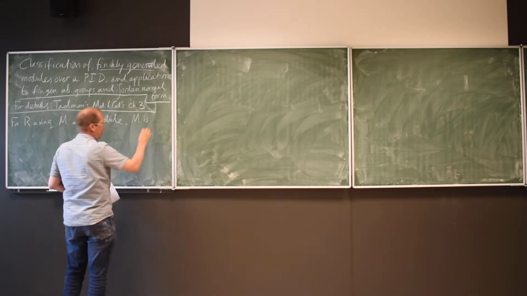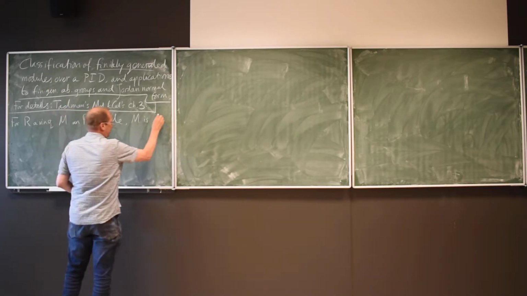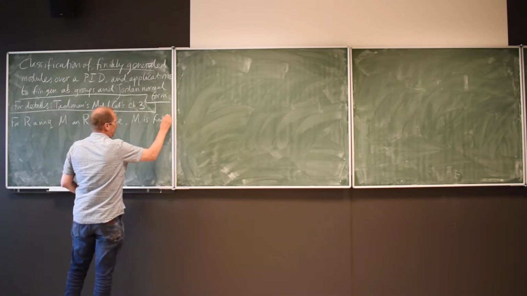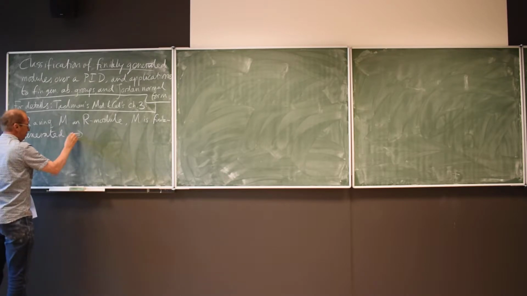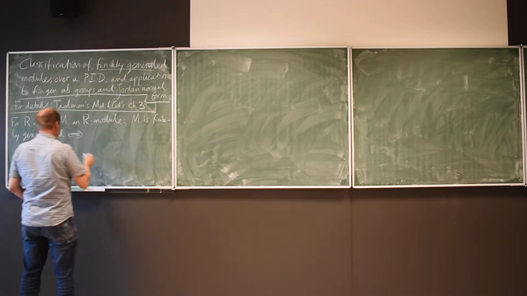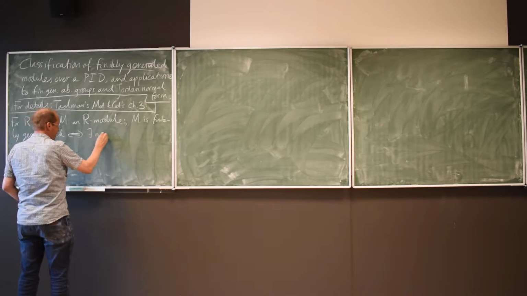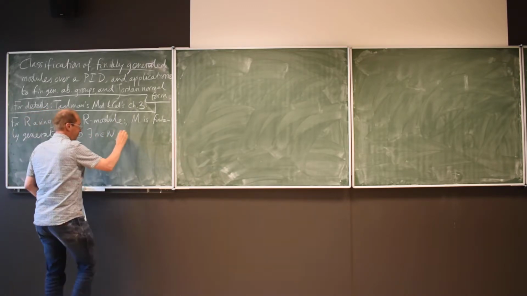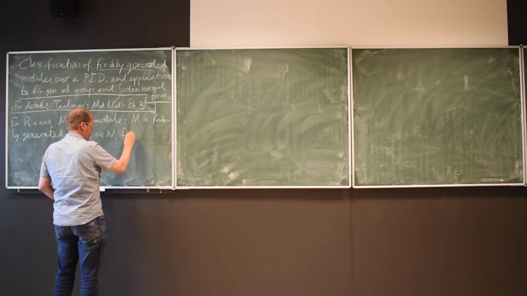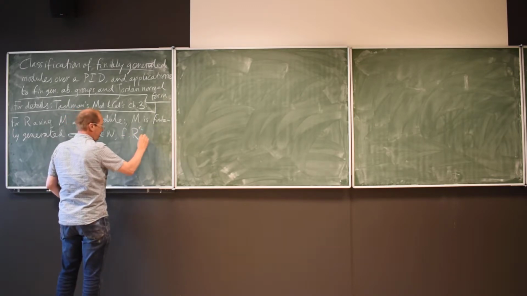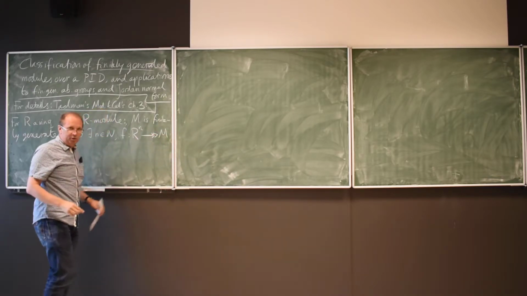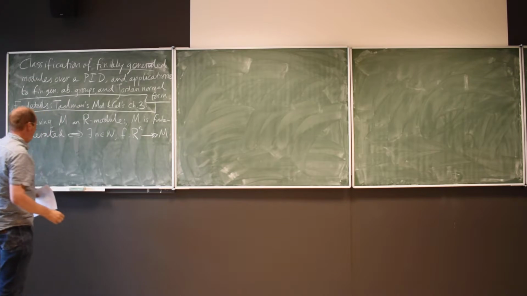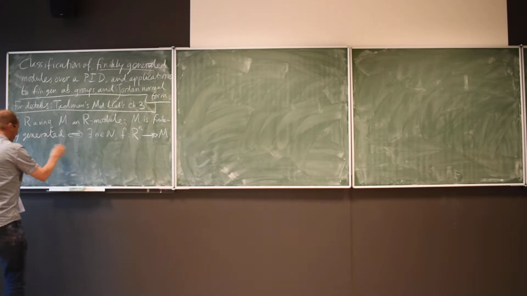I would like to give a slightly different description of this. It's finitely generated if and only if there exists an n in the natural numbers and a surjective morphism from the free module R^n to this M, right? This double-headed arrow means surjective. And how do you go in this direction?